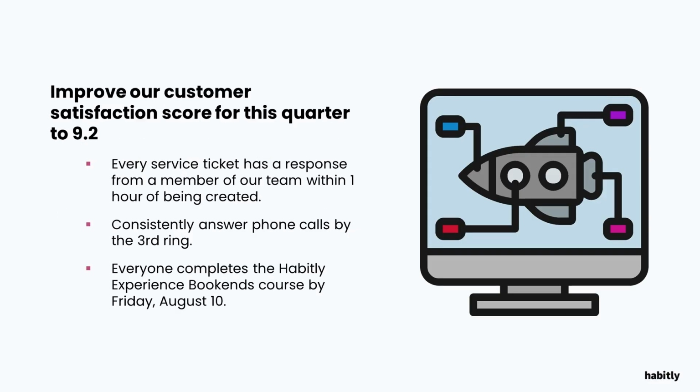For example, a customer service goal for July to September might look like this: improve our customer satisfaction score for the third quarter to 9.2. And then the specific metrics that are going to help us get there are: every service ticket has a response from a member of our team within 1 hour of being created. Second item, the little metric here that I'm going to achieve, is consistently answer phone calls by the third ring. And finally, everyone completes the Experience Bookends course in Dave's Charm School by Friday, August 10th.